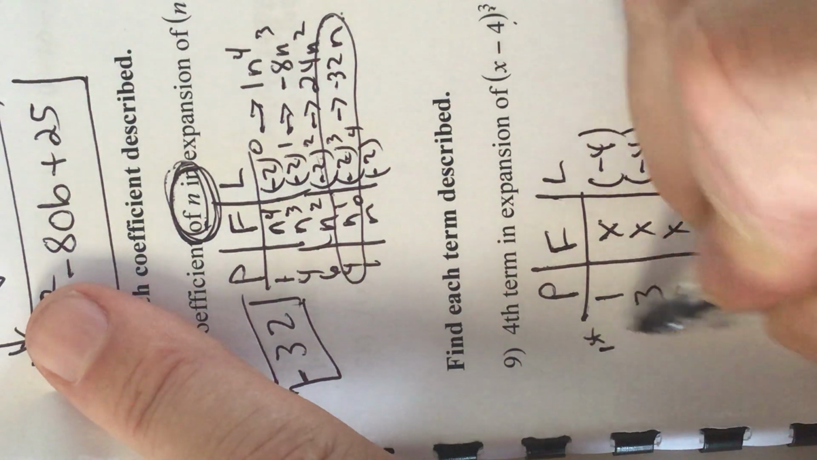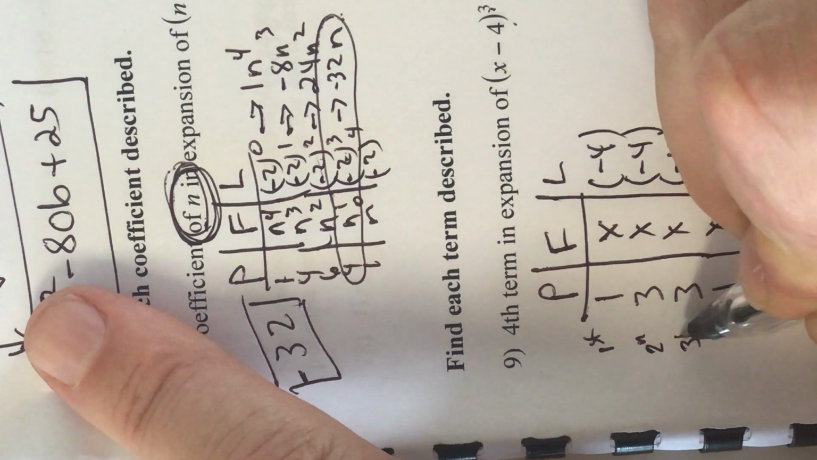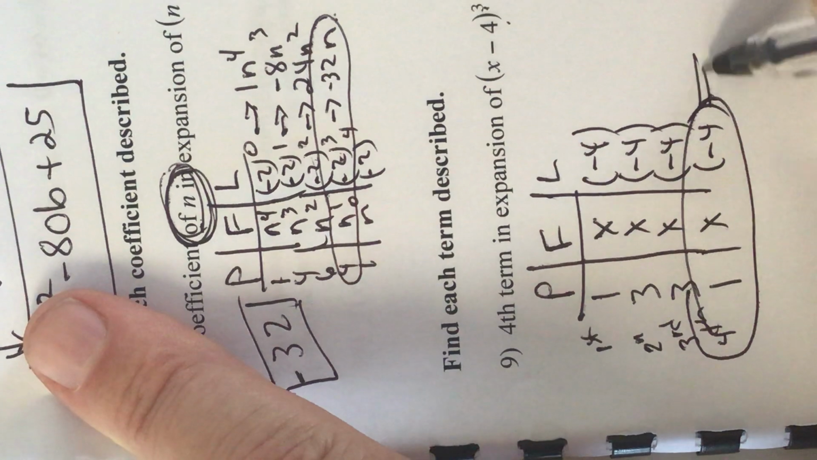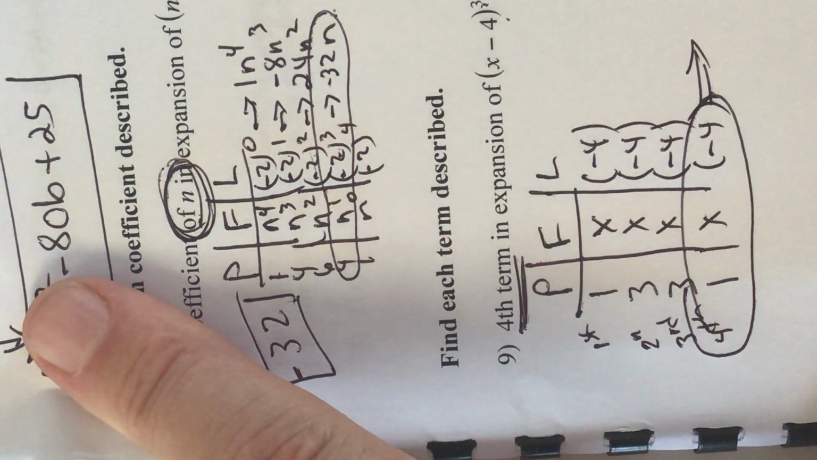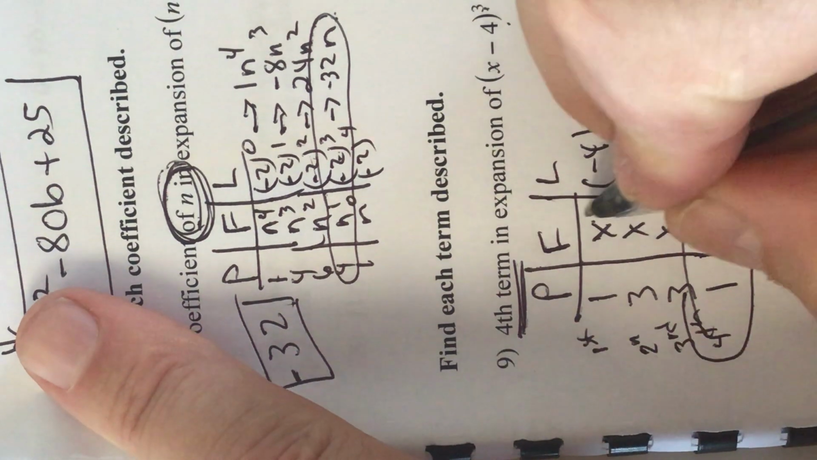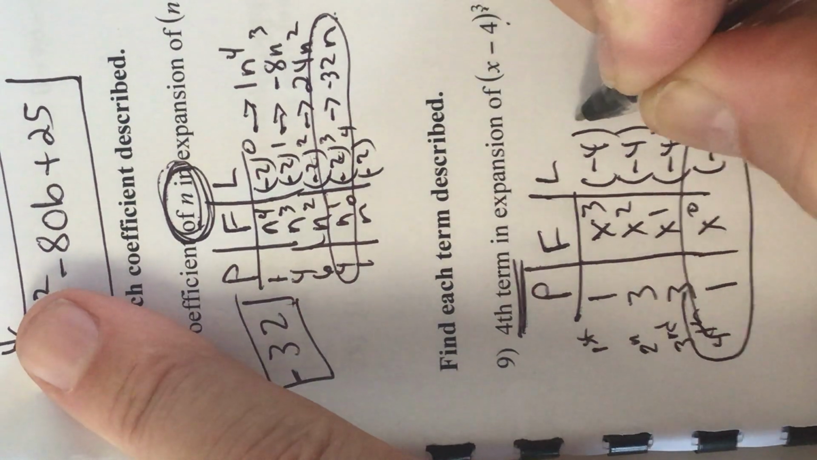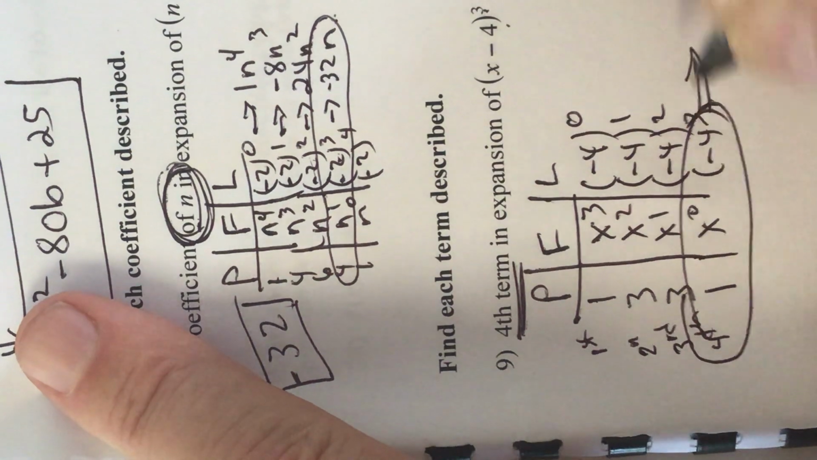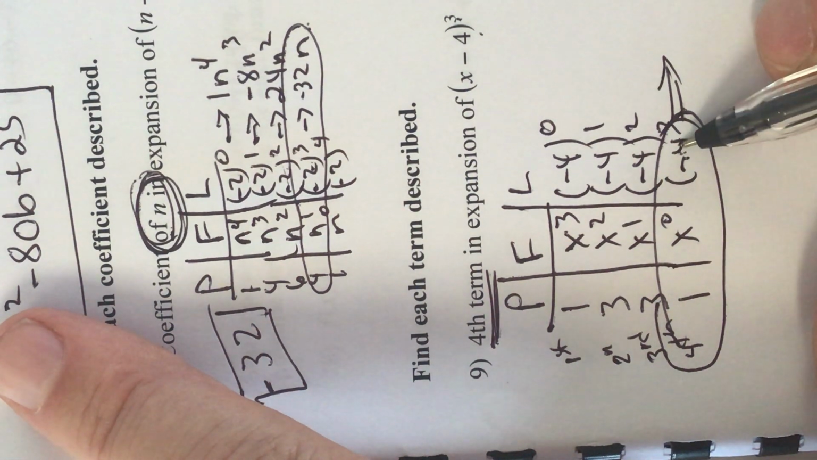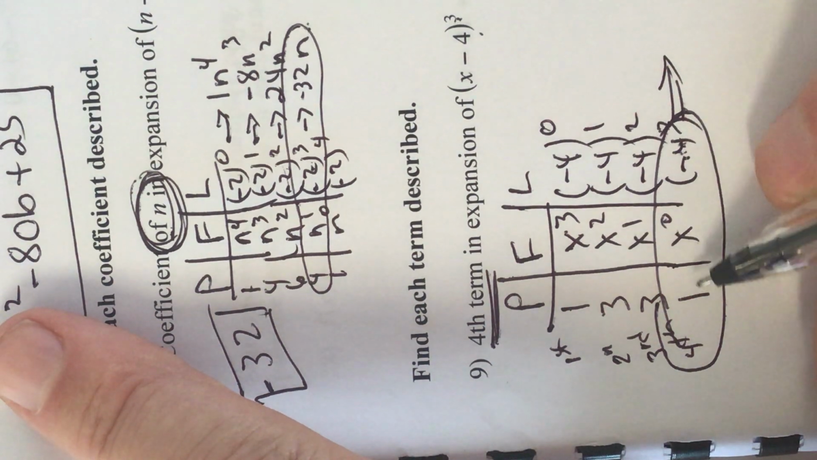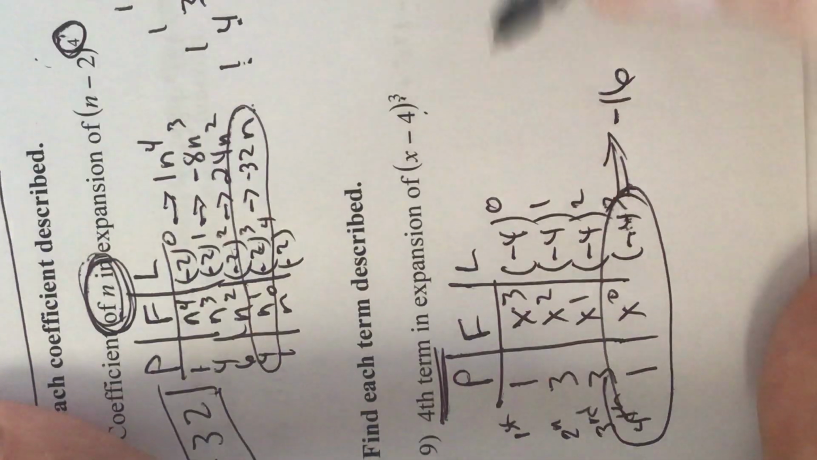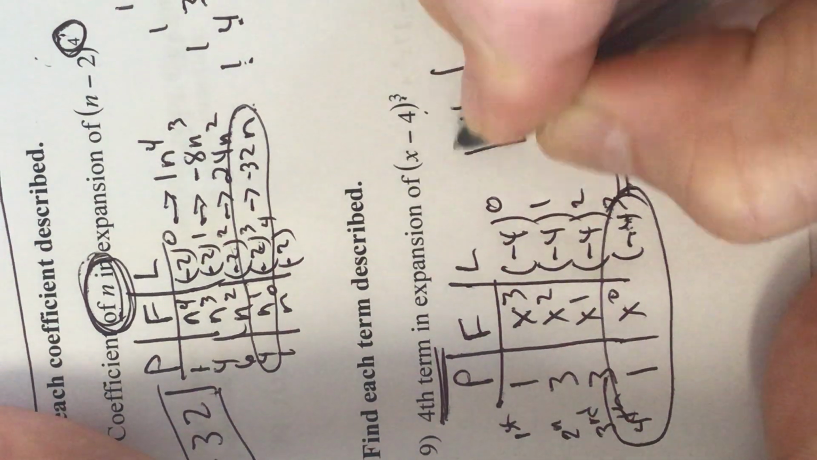This is the first term, the second term, the third term, and the fourth term. They really just want this one. That's what they mean by the term. They want the fourth term. Okay, well let's see. Maximum power, 3, 2, 1, 0, 0, 1, 2, 3. So this means negative 4 times negative 4 times negative 4. That's negative 16 times 1 times 1. So there it is. The fourth term is just negative 16.